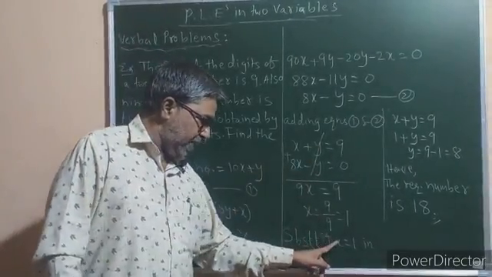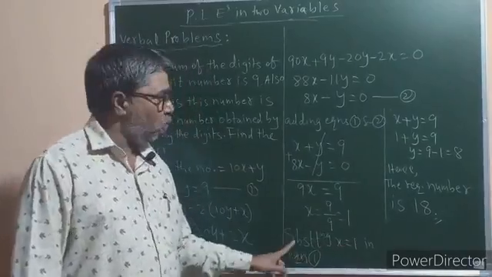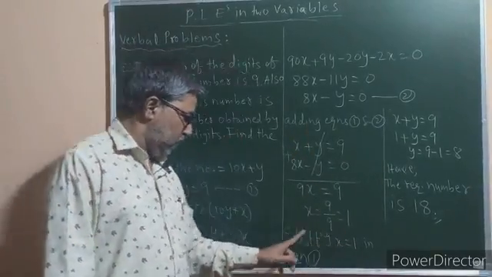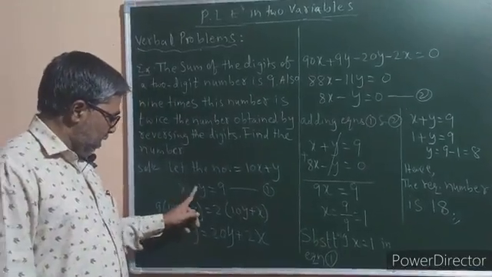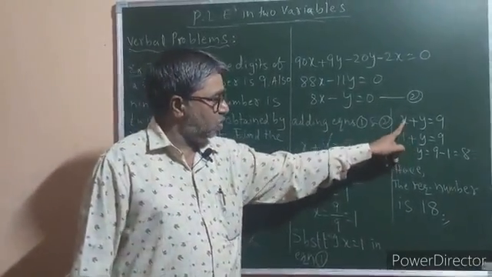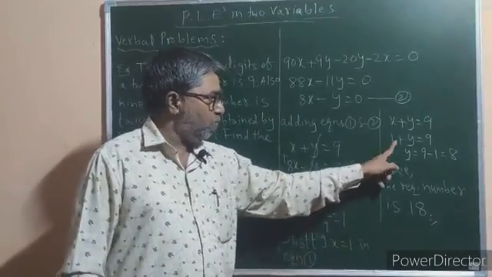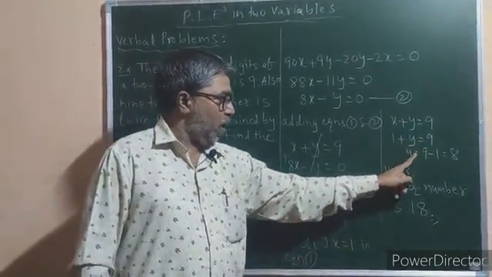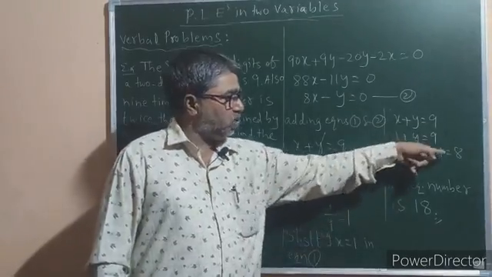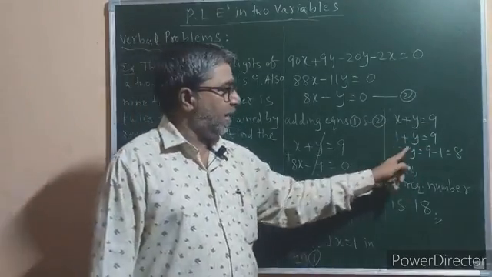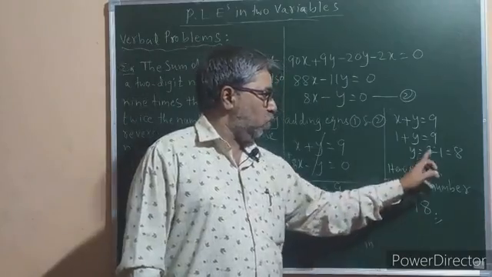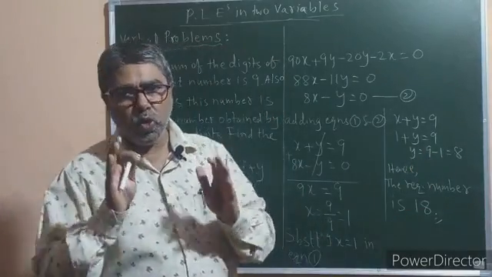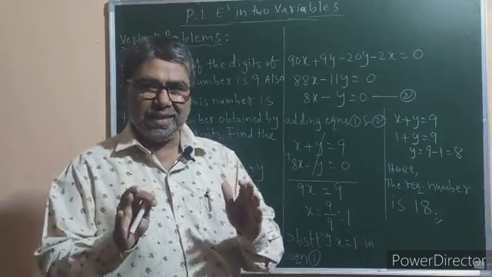Now substituting x is equal to 1 in equation 1. So let us substitute the value of x in equation 1. x plus y is equal to 9. So replace x by 1. 1 plus y is equal to 9. y is equal to 9, shift plus 1 to RHS, minus 1. 9 minus 1 is equal to 8. So y is equal to 8 means unit place digit is 8.